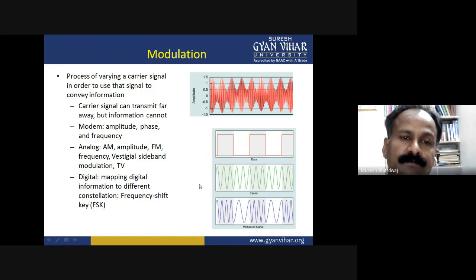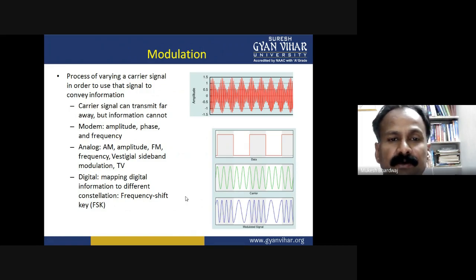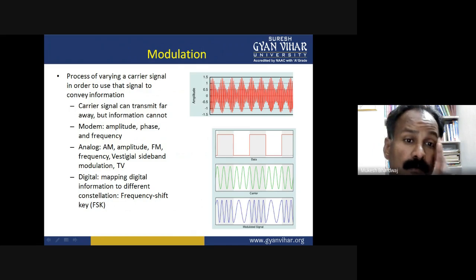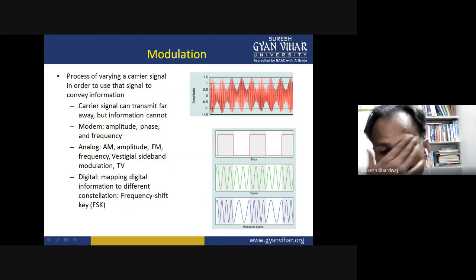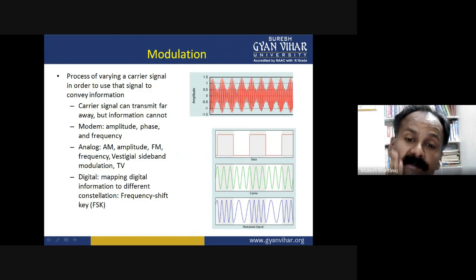Now, modulation: the process of varying a carrier signal in order to use the signal to convey information. Carrier signal can transmit far away, but information cannot. So, modulation varies amplitude, phase, and frequency. Modulation is a process by which a message signal is superimposed on a carrier signal for transmission over a long distance.